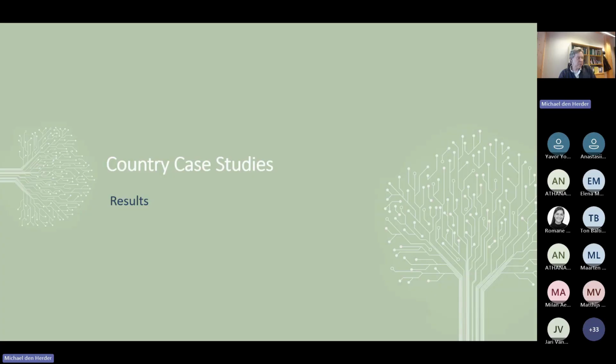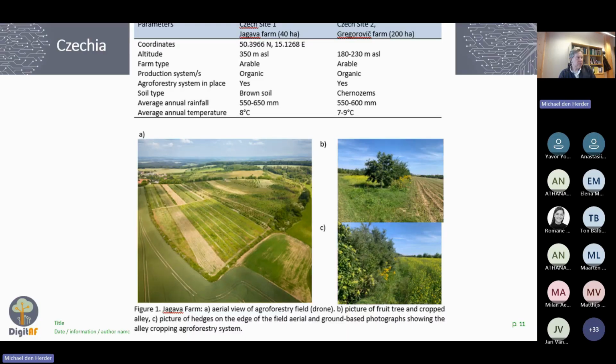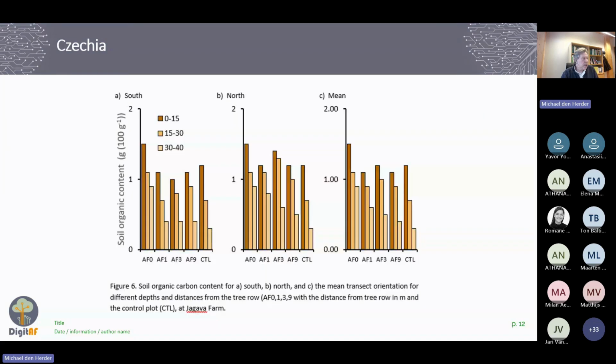I'll tell you a little bit about the case studies we did. In the case study in Czechia, you see it here. That's an agroforestry system with alley cropping with fruit trees. It's an organic system.